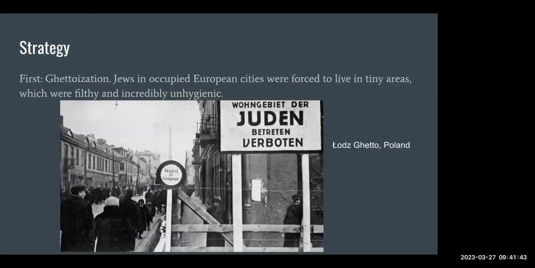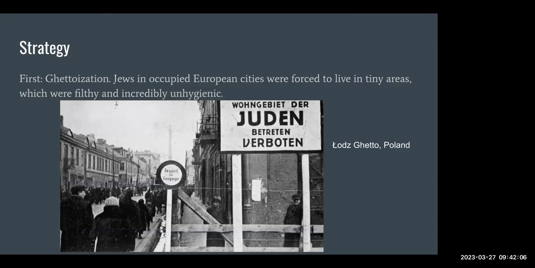So, what was the strategy? How was the Holocaust carried out? Well, it was in steps. When Hitler and the Nazis came to power in 1933, the first step was confining the Jewish population of first Germany, and then Germany and Austria, and then whatever area Germany controlled, into specific areas called ghettos.